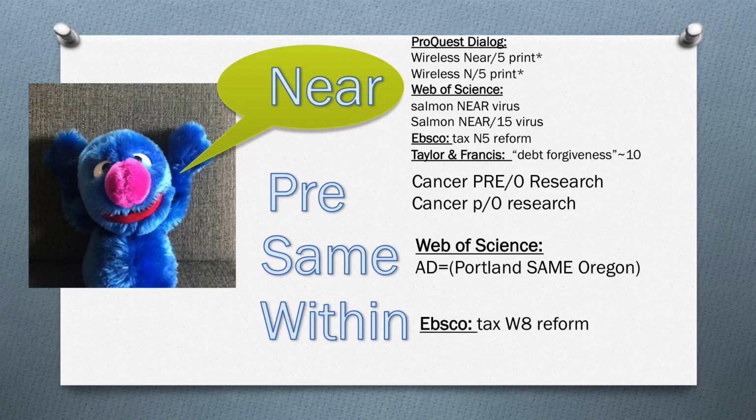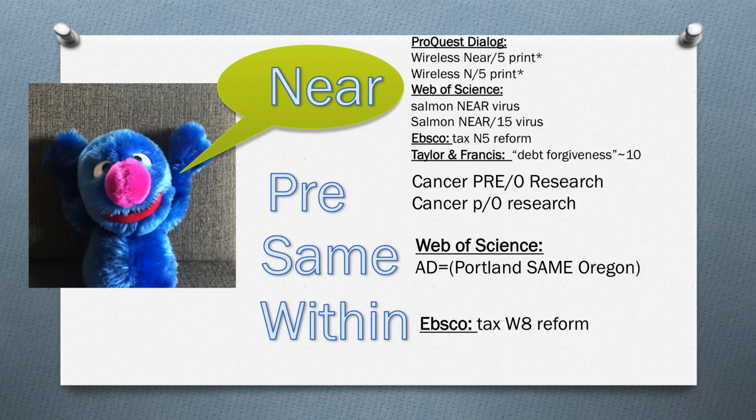The within proximity connector is used by EBSCO. Basically, it's their version of pre. Within searches for the order in which you enter them. So tax W8 reform results would match tax reform, but not reform of income tax. Compare this to the near search example from EBSCO, tax N5 reform, which would find tax reform as well as reform of income tax. As you can see from the various examples, proximity truncation formatting depends on the database.